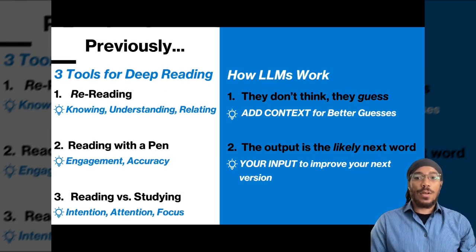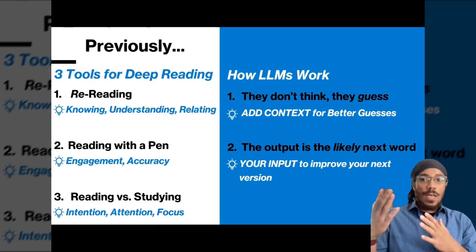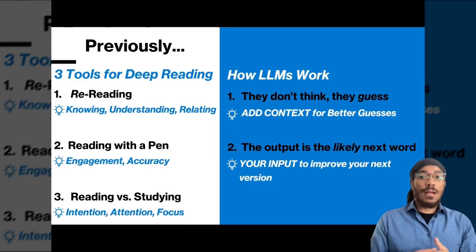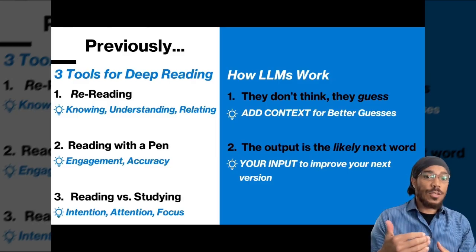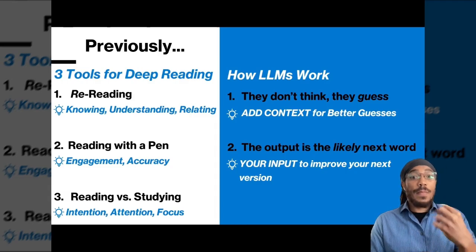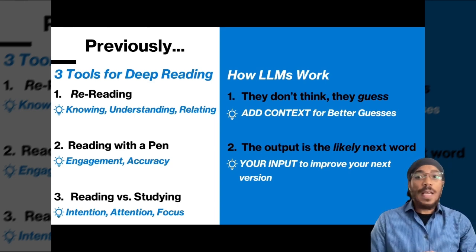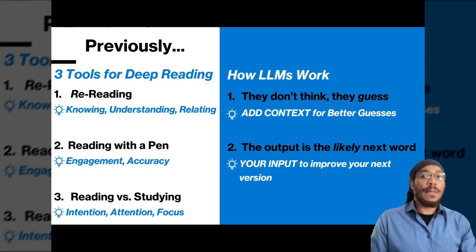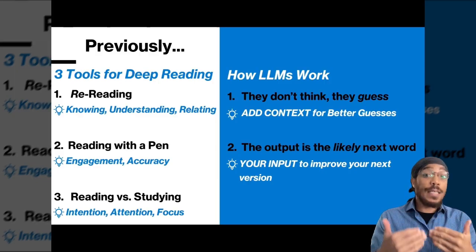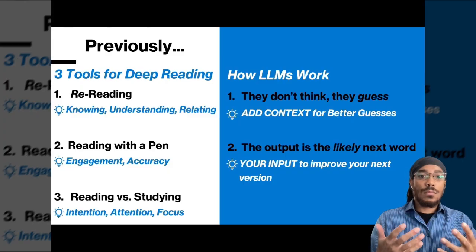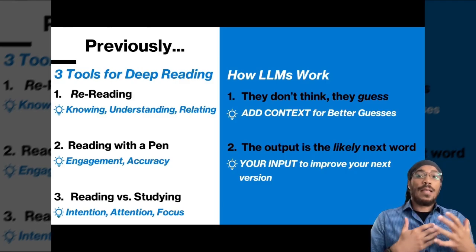Previously, we talked about three tools for deep reading: rereading, knowing, understanding, relating to the text; reading with a pen, bringing that engagement to your reading as you are taking notes with that pen; bringing some accuracy to your reading as you're following along with that pen to increase your accuracy, increase your speed. And then the idea of reading versus studying, right? Setting your intention to bring your attention and focus to what you're doing, or stepping back and allowing yourself just to read leisurely. We also previously talked about how LLMs work.